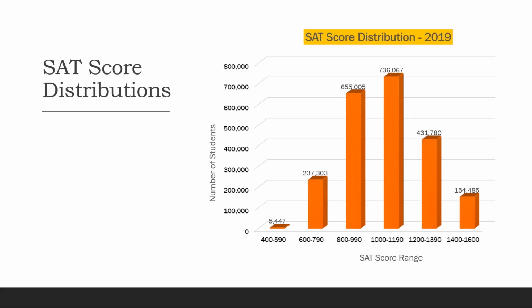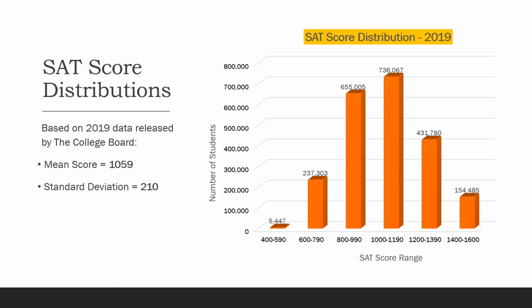The graph on the right shows you the SAT score distribution of all the students who took the SAT in 2019. Based on this data released by the College Board, we see that the majority of students scored between 1000 and 1190, whereas a lesser number of students had scores on either of the two extremes. Furthermore, the mean SAT score in 2019 was 1059 with a standard deviation of 210.